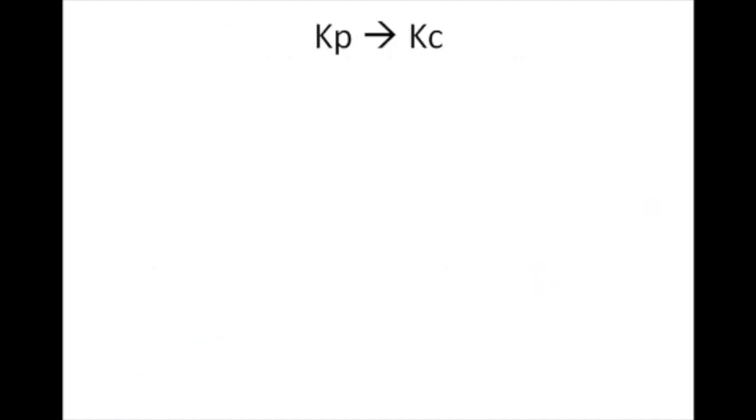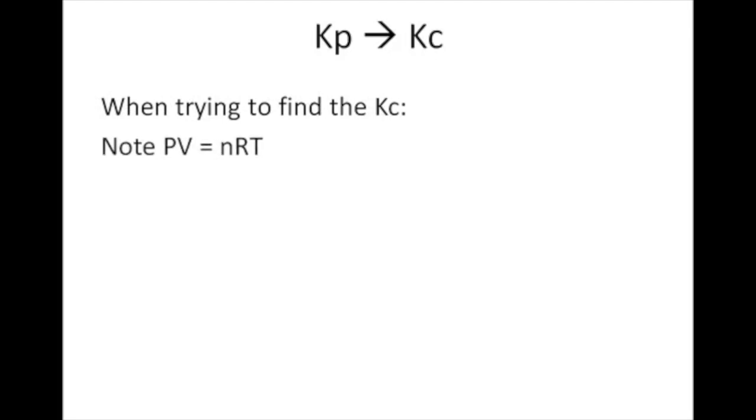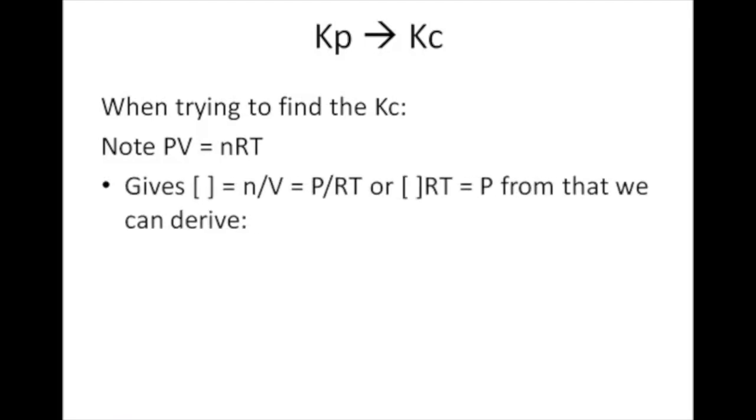There is a relationship between Kp and Kc when only dealing with gases. When trying to find Kc, we know that in the ideal gas law, PV equals nRT. Since concentration equals n, which is moles, divided by volume, P equals concentration times R times T, where we know that R equals 0.0821, and T is temperature, and it has to be in Kelvin.